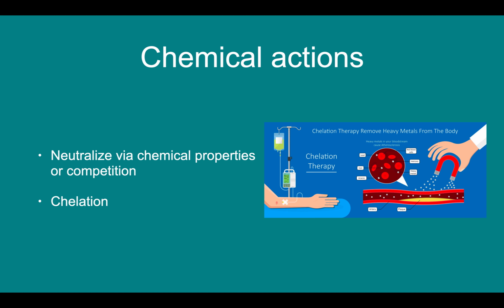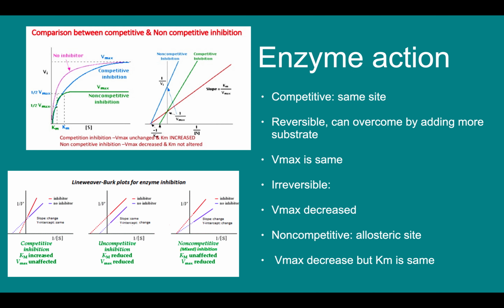Chemical action: they neutralize the effect of toxins via chemical properties, competition, or chelation. Via enzymes, there is, of course, competitive and non-competitive inhibition, and you've got to know this. A competitive inhibitor can be reversible. You overcome it by adding more of the substrate. It works on the same site. The Vmax is the same. In the Lineweaver-Burk plot, the Vmax is the same, but the x-intercept will go closer to 0 and the slope increases, but the y-intercept is the same.